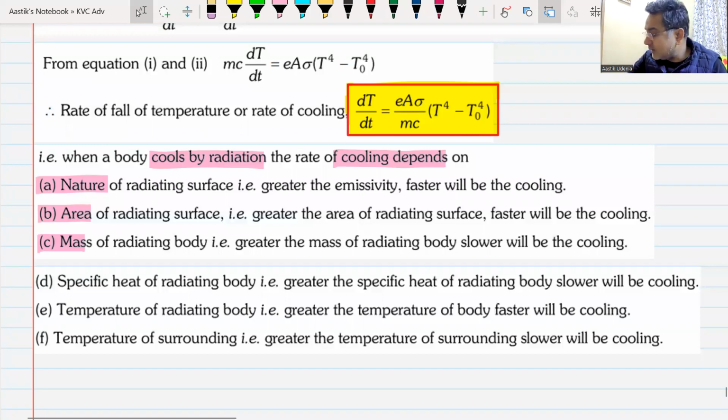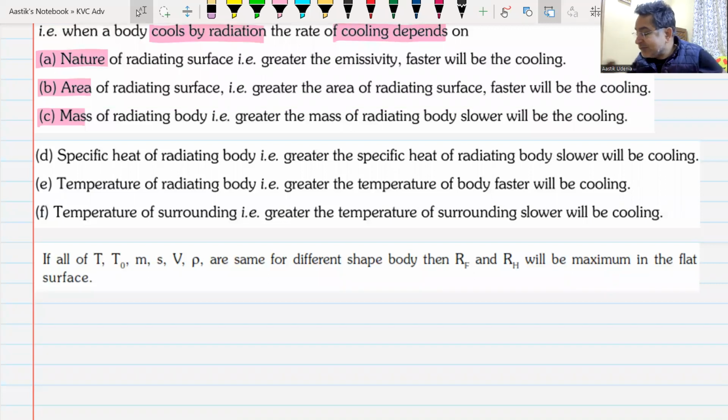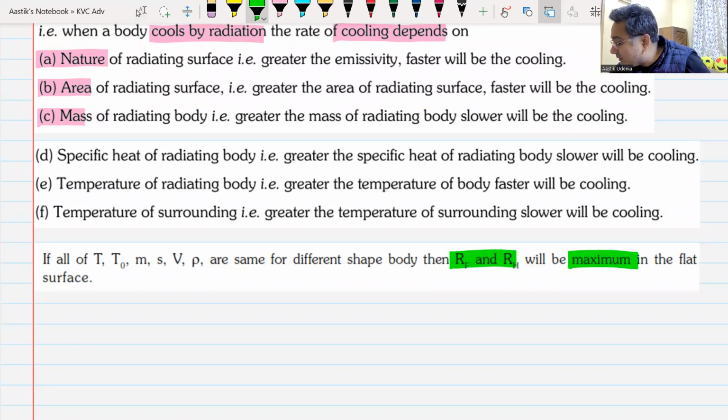So what we have seen is the rate of cooling or rate of change of temperature. Now we have seen that it depends on sigma, E, A, M, C. Now there might be some tricky points here. So you can note down some tricky points, and this is the first of those points. If all the parameters are same, rate of cooling or rate of heating will be maximum for a flat surface. The surface is flat, it will cool down or heat up quickly.